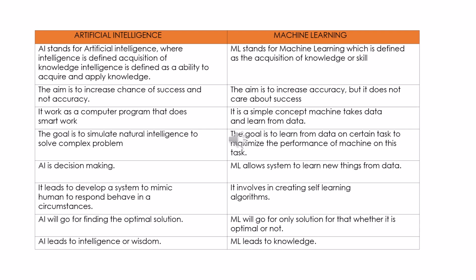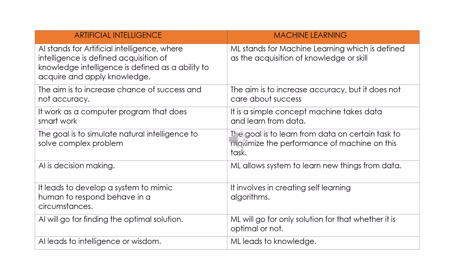Now we are going to see the differences between artificial intelligence and machine learning. AI stands for artificial intelligence, where intelligence is defined as the ability to acquire and apply knowledge. So it's the ability to acquire knowledge and how we apply that knowledge that is AI. And in ML, it's the acquisition of knowledge or skills.